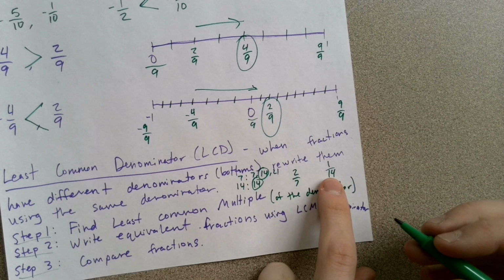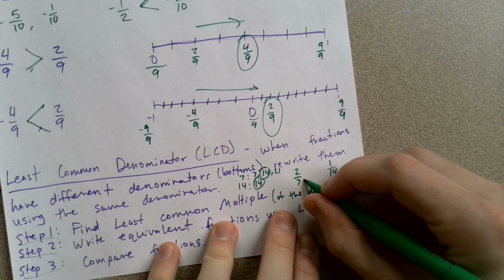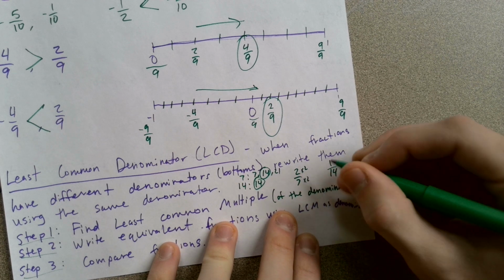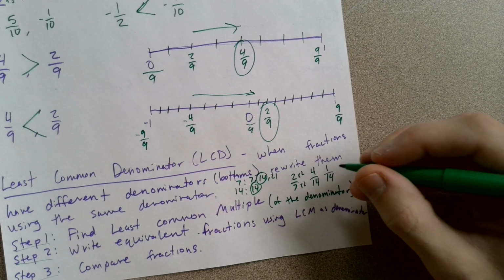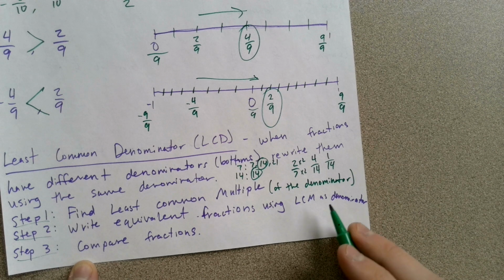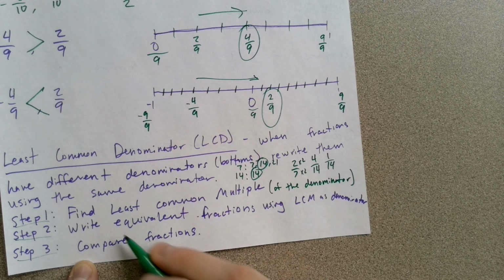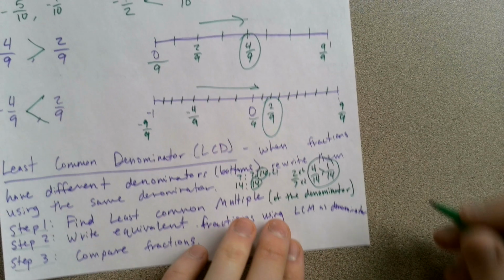Now we're going to rewrite the equivalent fractions using the LCM as the denominator. Well, look, this one already has 14 as the denominator. We just have to change this one. How do we make 7 into a 14? Well, we times it by 2. On top and bottom, this is going to become 4/14. Our last step, we rewrote the fractions using the least common denominator. Compare those fractions. We obviously know 4/14 is going to be bigger than 1/14.